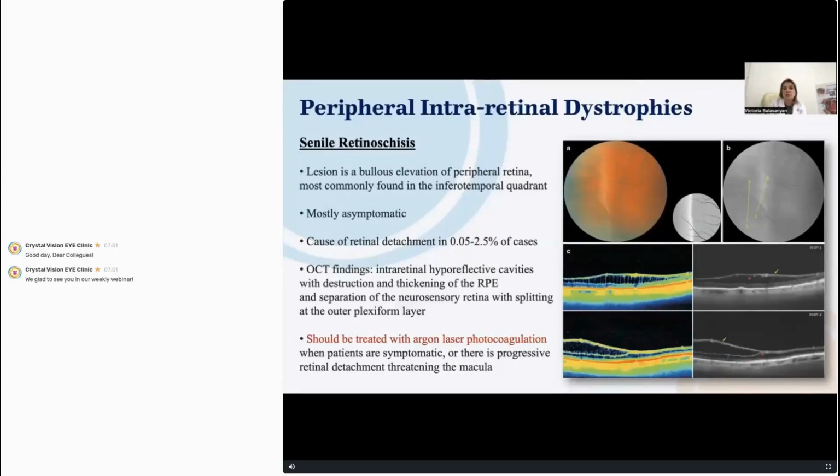This disorder is characterized by a slow, progressive loss of parts of the fields of vision corresponding to the areas of the retina that have become split. Either form may be associated with the development of sac-like blisters, cysts, in the retina. Retinoschisis may involve a posterior pole and be the cause of retinal detachment in most cases. Retinoschisis should be treated with argon laser photocoagulation when patients are symptomatic, or there is progressive retinal detachment threatening the macula.